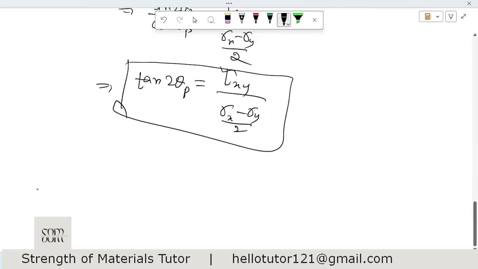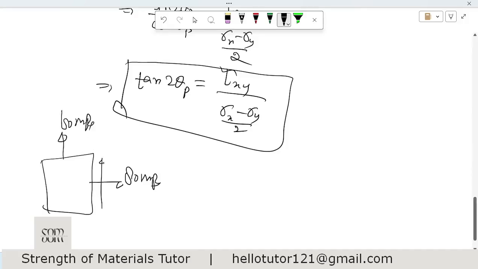Whenever you have a question, for example, let us say this is 80 megapascal, let us say this is 60 megapascal, and this is 20 megapascal, and you are asked to find the value of theta at which there is maximum stress on any plane. So if you want to find this theta, this theta p can be found from, because it is the maximum, this is going to be theta p.